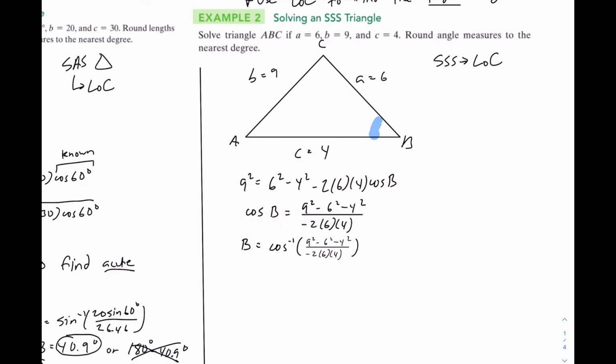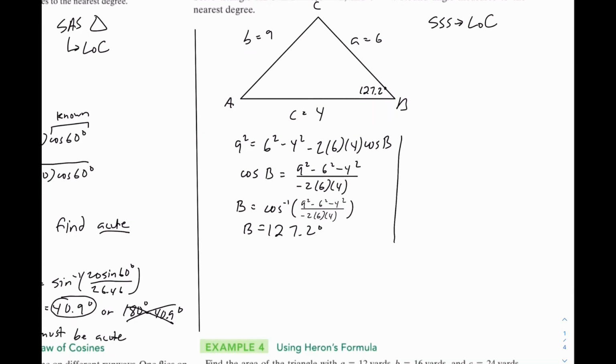Okay, so you plug it into your calculator and you're going to get 127.2 degrees, which is obtuse, which means if you tried to use law of sines on that, it would have been an issue. So let's put that in right there. And now once you've done that, again, you can pick A or C, it doesn't matter since we know they both have to be acute. I'll pick C, and again, it doesn't matter.